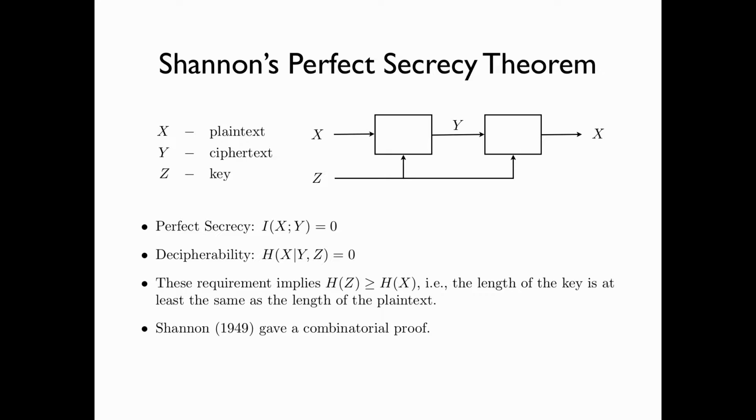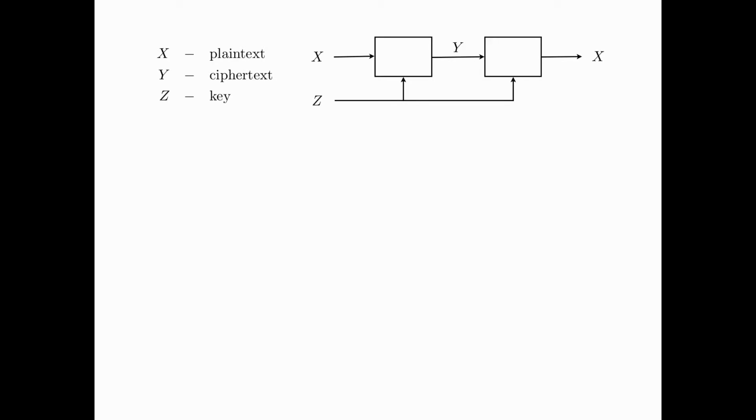In the work by Shannon in 1949, he gave a combinatorial proof of this result. We are going to prove this result by using an information diagram. First, perfect secrecy requires I(X;Y) equals 0. So in the information diagram, we let I(X;Y|Z) be a and I(X;Y;Z) be minus a.